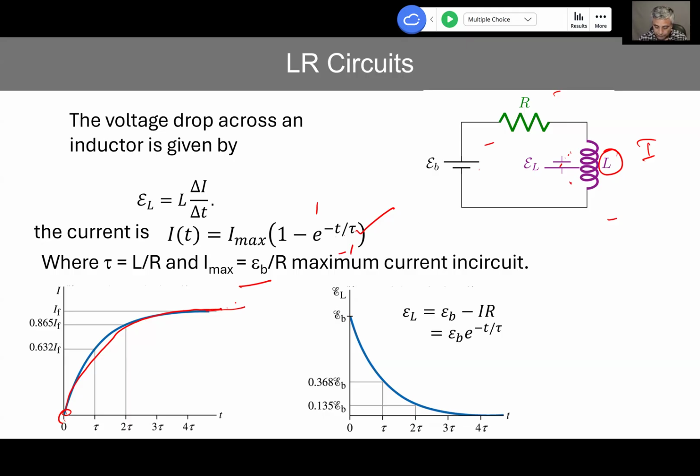And when time is equal to tau, that's when this number becomes just like I had written, 1 over E. When t is tau, that's when that happens. And by the way, this I F is like the final, you can read that as I max. I did not have much time to make the plot myself, so I copied the plot, but the notation is slightly different. So this is like 63% of the max value. So the current is increasing and it is 63% of the maximum value at the first time constant, tau, and so on.